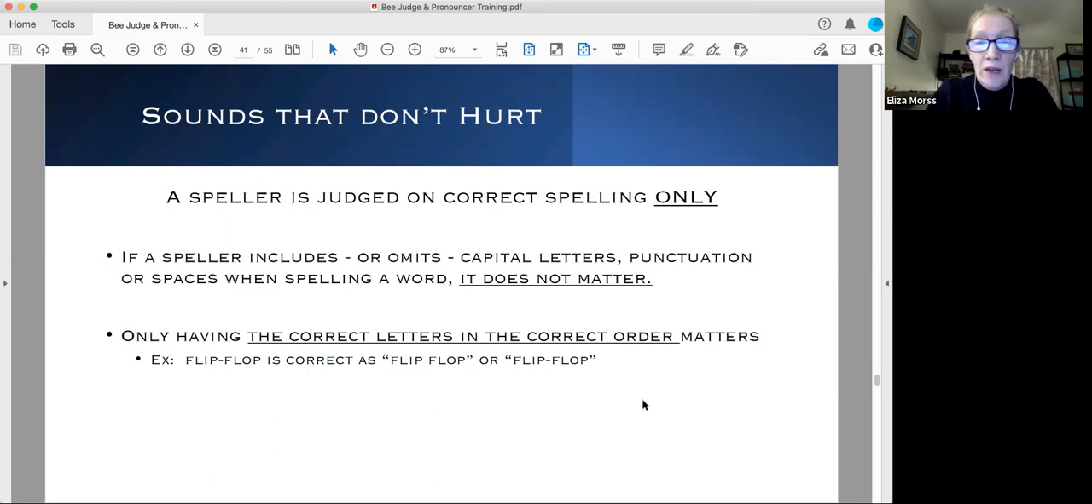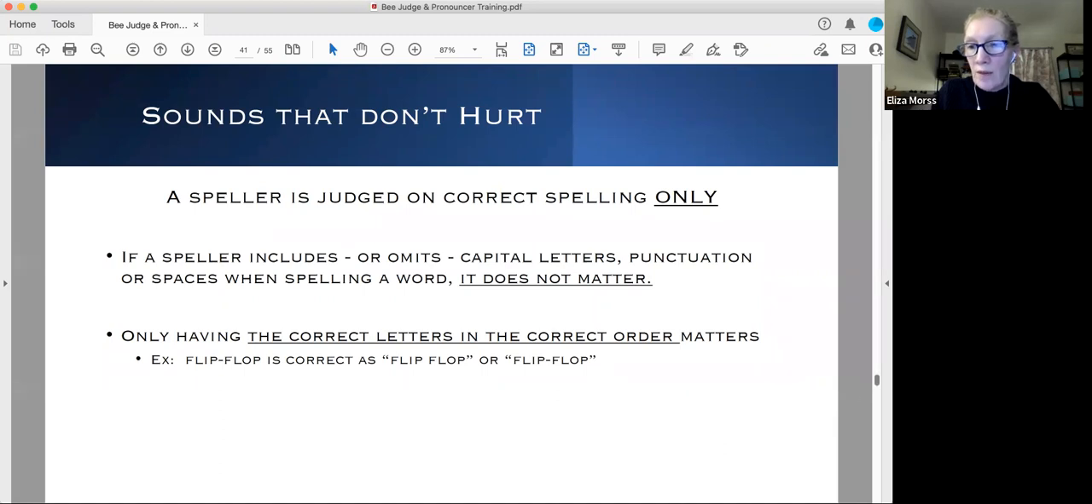But if Camelot is spelled C-A-M-E-L-O-T, I hope I spelled it correctly, without the capital, that's fine too. And if you're spelling hors d'oeuvre, or, as you see here in the example, flip-flop, and there's a dash, and the child does not include the dash, it doesn't matter. Diacritics don't matter, punctuation doesn't matter, spaces don't matter, capital letters don't matter, letters matter. Letters in the correct order, correct letters in the correct order, that's it. So the sounds that don't hurt are letters in the correct order. So that's great. So anything else, don't worry about it.